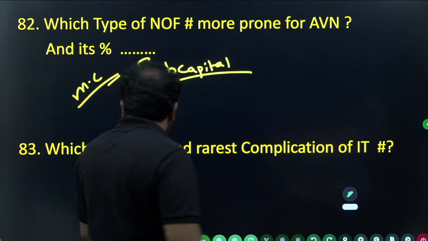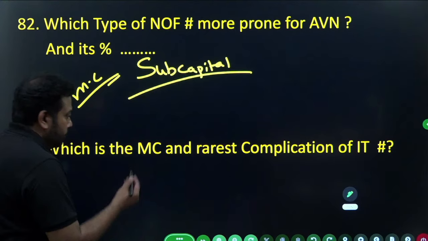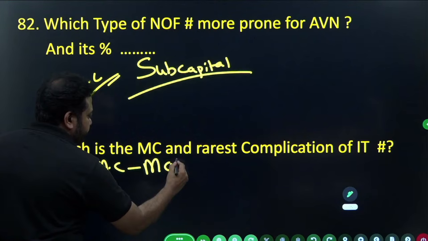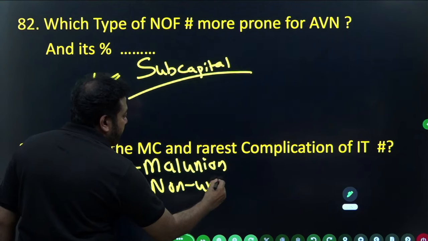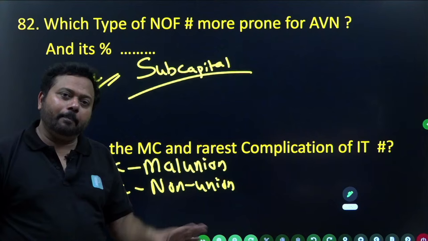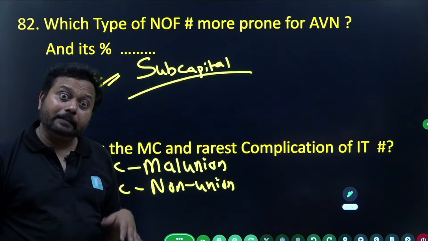Which is the most common and rarest complication of intertrochanteric fracture? This is very straightforward. Most common complication of intertrochanteric fracture is malunion. Rarest complication of intertrochanteric fracture is non-union. Very rare. See, both are happening in the hip. Neck, most common complication is non-union. Intertrochanteric fracture, the most common complication is malunion. Rarest is non-union. You know the reason why.